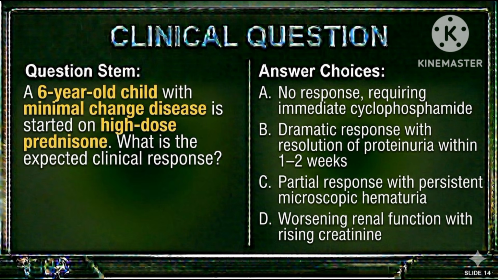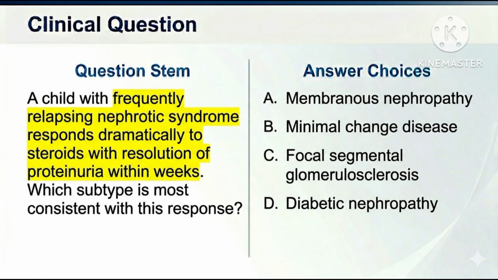A 6-year-old child with minimal change disease is started on high-dose prednisone, which is the expected clinical response. Minimal change disease has an excellent response to steroids. It's B. Dramatic response with a resolution of proteinuria within 1 to 2 weeks. A child with relapsing nephrotic syndrome responds dramatically to steroids with resolution of proteinuria within weeks.